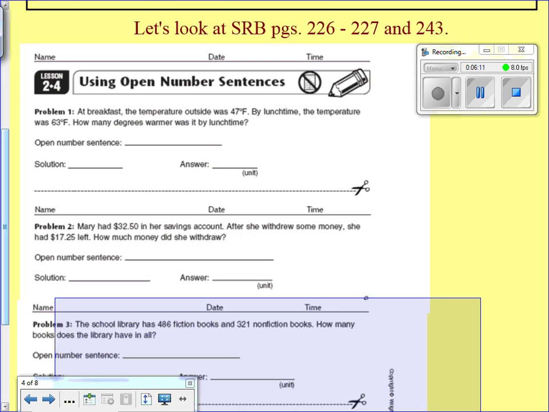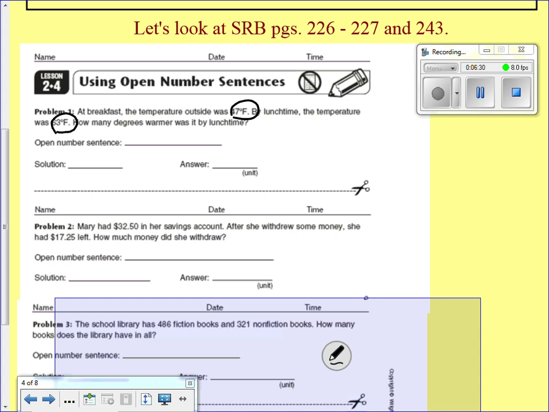It says breakfast. At breakfast, the temperature outside was 47 degrees Fahrenheit. By lunchtime, the temperature was 63 degrees Fahrenheit. How many degrees warmer was it by lunchtime? Okay. We know that it started off at 47. It ended at 63. We want to know what the gap is in between.